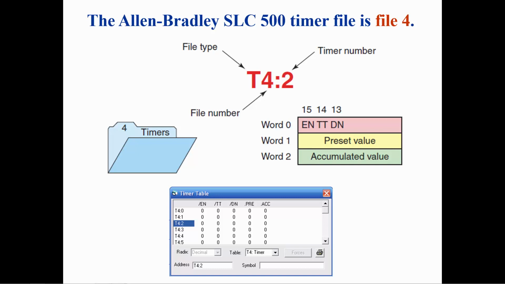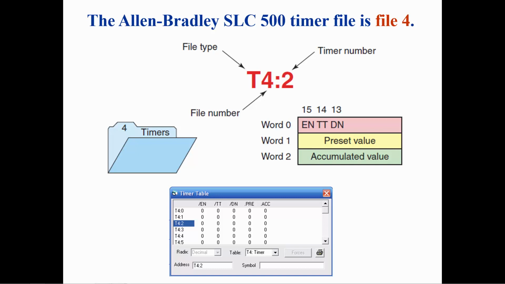The timer on delay, or TON instruction, for the Allen Bradley SLC 500 uses data file 4. The file type is T. The address of timers will start with T4:, followed by a unique integer for each timer. Each timer requires 3 16-bit words.